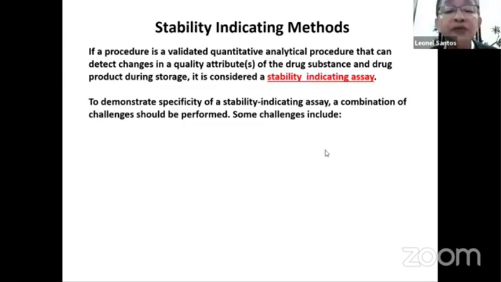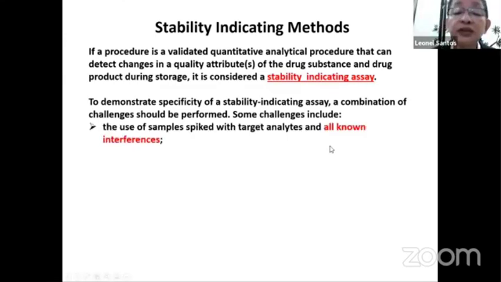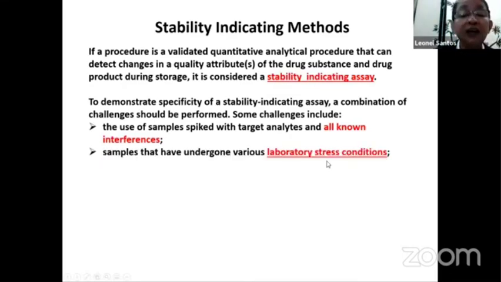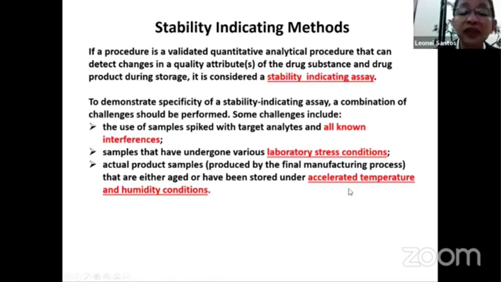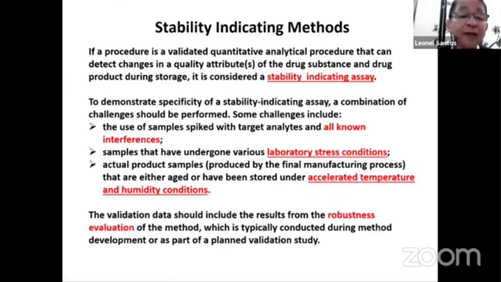To demonstrate the specificity of a stability indicating procedure, all known interferences must be tested, or you can even develop a protocol to have a laboratory stress condition, meaning you stress the sample by different conditions, adding peroxide, adding acid or base, adding light, and so on and so forth. So you can accelerate the temperature and humidity condition of your sample. This is to force your sample to degrade so that you can monitor the degradants while still maintaining specificity.